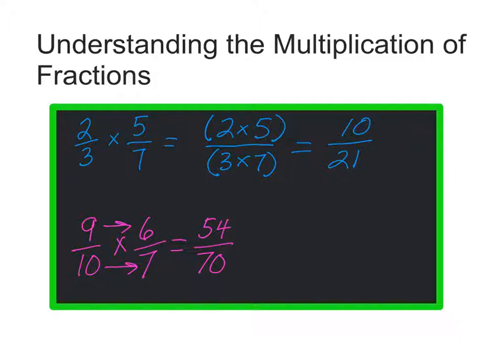So if we simplify this, I can simplify by dividing by 2 over 2, which is the same as 1. So if I take half of 54 is 27, and then half of 70 is 35. So here are two ways that you can show your work for multiplying fractions.